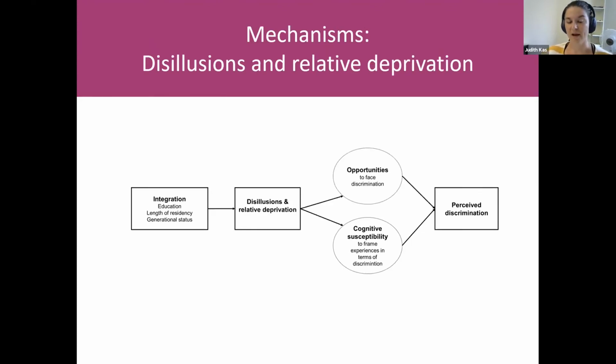And then there's a third branch of mechanisms, and that's about disillusion and relative deprivation. People who are better integrated may have higher expectations of their destination country, or of their education. They may expect, because they're higher educated, that they will have better opportunities in the country. And then if it turns out that they are discriminated, they may be disappointed and interpret these experiences in terms of discrimination, either because they face more discrimination because they try to integrate more, or because they're more sensitive to it.